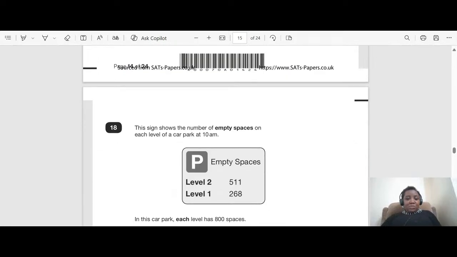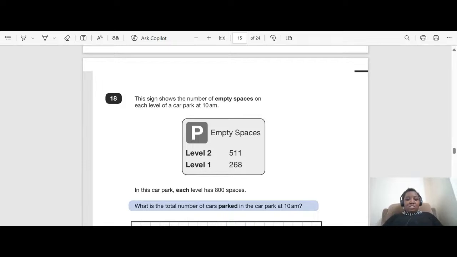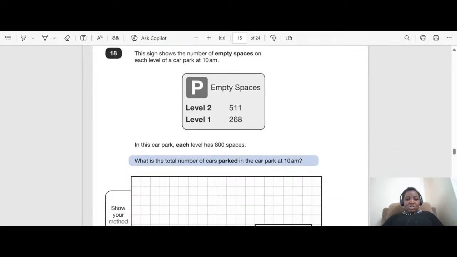Now let's go to question number 18. This sign shows the number of empty spaces on each level of a car park at 10 a.m. Level 2 has 511 empty spaces, level 1 has 268 empty spaces. In this car park, each level has 800 spaces. So what is the total number of cars parked in the car park at 10 a.m.? So on level 2, we have 511 empty spaces, and on level 1, we have 268 empty spaces. Each level has 800 spaces. The two levels have 1,600 spaces.